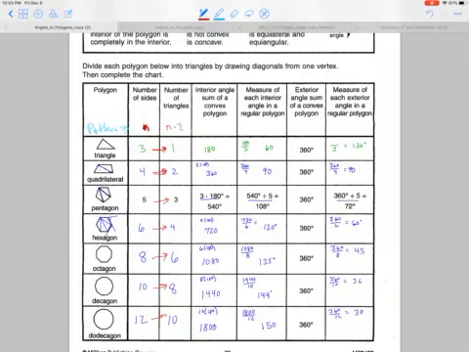We did n minus 2. We always subtracted 2. The interior angles, we always took that value and then multiplied by 180. So this is going to be n minus 2 times 180. That gives you the sum of the interior angles of any polygon. So this is really important to know. The sum of all the interior angles of any polygon will be n minus 2 times 180.